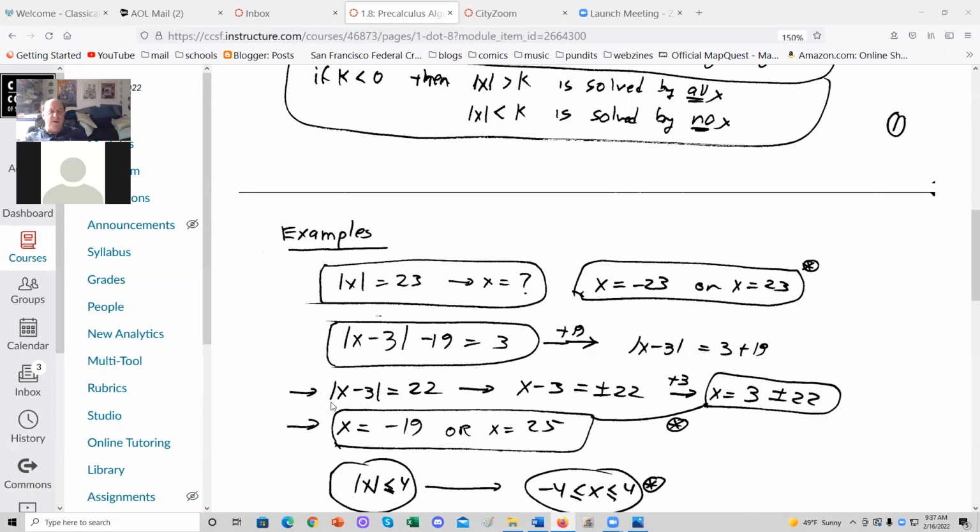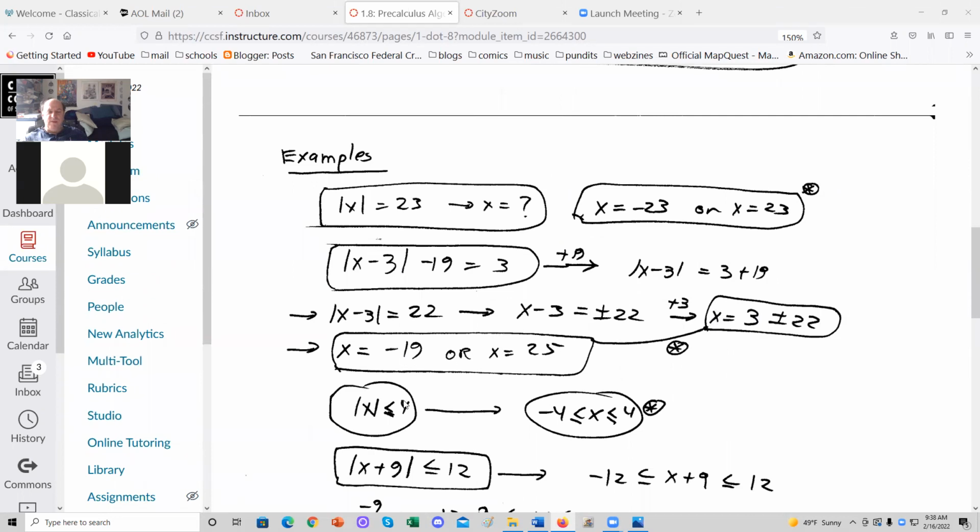Now here we have an absolute value of x equals a positive number. There's two possibilities. Either x minus 3 is positive 22 or x minus 3 is negative 22. Add 3 to both sides. Get x equals 3 plus and minus 22. 3 minus 22 is negative 19. 3 plus 22 is 25. So x equals negative 19 or x equals 25. These are the solutions to this equation.